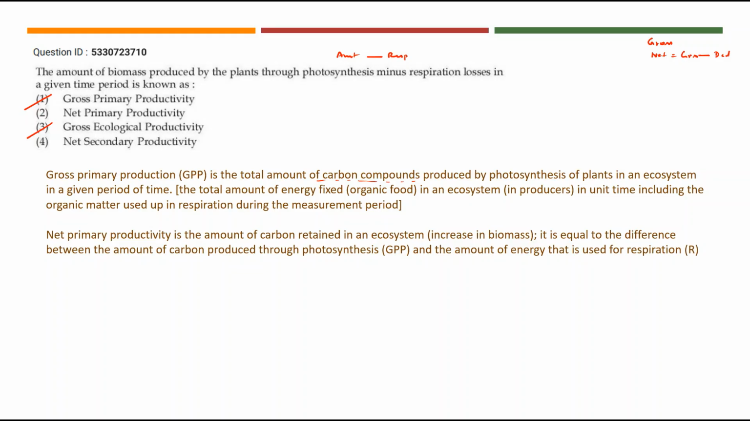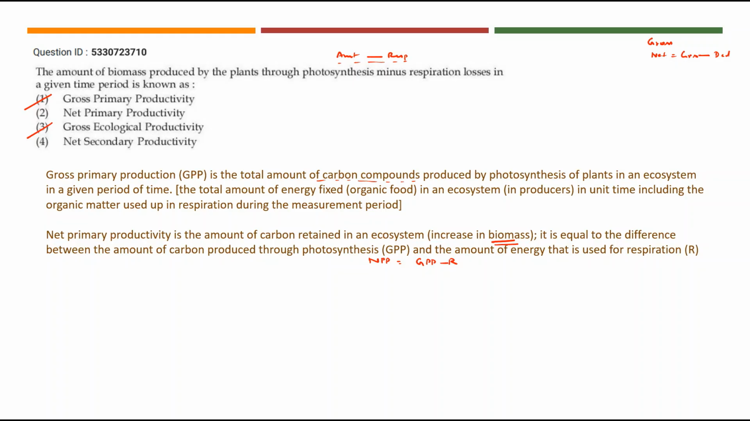Net primary productivity is the amount of carbon retained in an ecosystem. That is the biomass part they have mentioned in the question. It is equal to the difference between the amount of carbon produced through photosynthesis, that is the GPP part, and the amount of energy that is used for respiration. So this can be taken as NPP is equal to GPP minus the respiration loss.